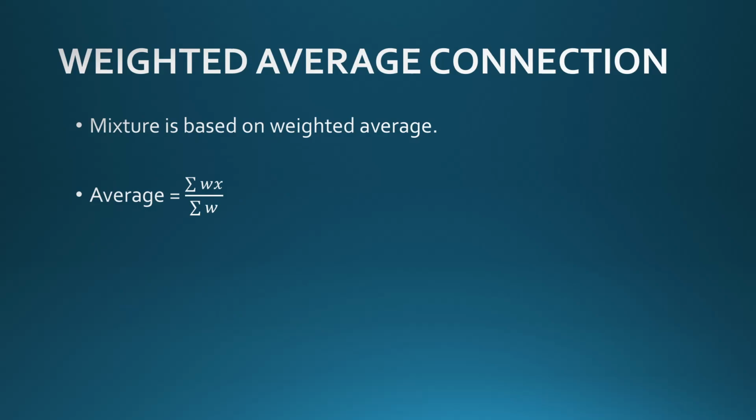Mixture and alligation are actually application of weighted averages. That's why ratio and average concepts are very important before this chapter. So the weighted average formula is very simple. Average equal to summation of weight into X divided by summation of weight.